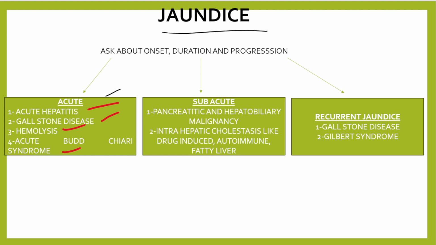Subacute will occur in weeks to months, while acute occurs in days. So in subacute, we will put pancreatic and hepatobiliary malignancies. Then we'll place intrahepatic cholestasis, which is usually slow in nature. The jaundice occurs slowly, and intrahepatic cholestasis is usually caused by drugs, autoimmune hepatitis, fatty liver. So we have to keep those things in mind.